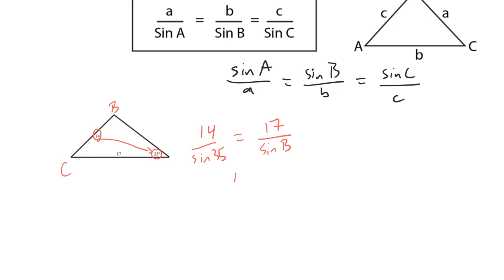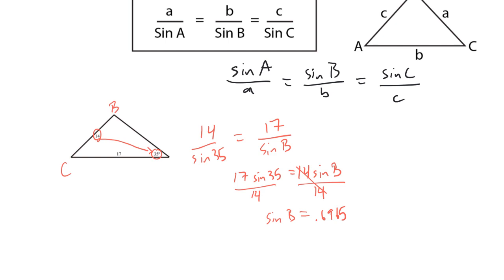All we need to do is cross multiply. So we're going to get 17 times the sine of 35 has to be the exact same value as 14 times the sine of B. If I'm trying to solve for B, then I'm going to divide both sides by 14. And when I plug this in the calculator, we get that the sine of B is equal to 0.6965.